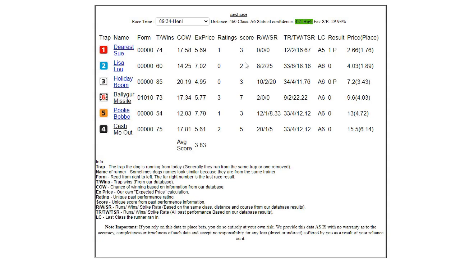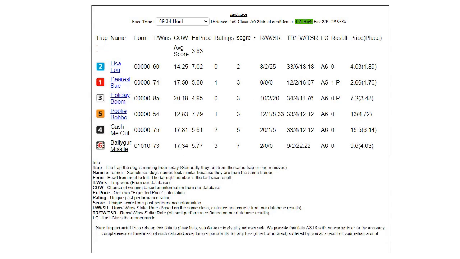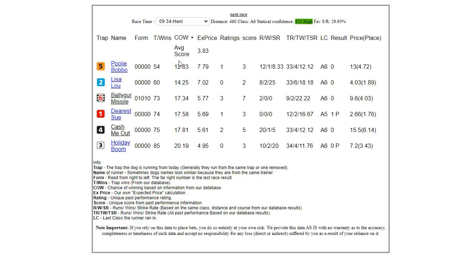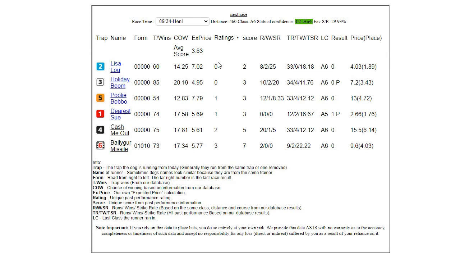So let's go to the next card, and again we go to lowest score. So we've got Lisa Lou here, again at 4.03, so another chance to win another £3. Score of 2, A6, still A6. So let's do a cow sort, and we get second, so that's fine. And let's do a rating sort, and we actually get, well, it's a joint on the rating, but still first or second. So again, a good selection, and we could put that down for another £3.